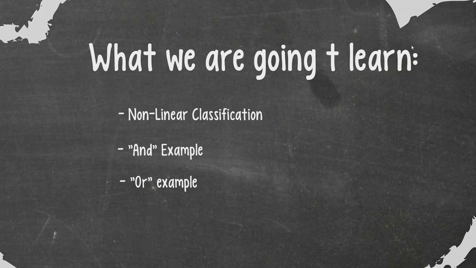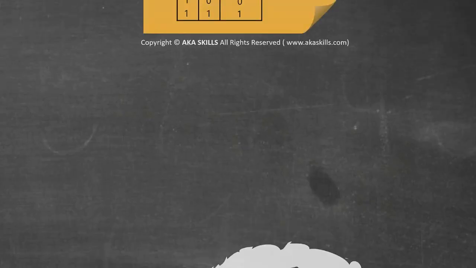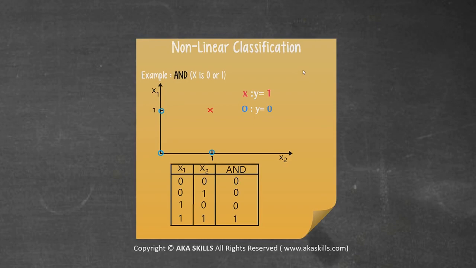What do I mean by that? It's just like the logical gates, if you know them. If you don't know them, we're going to see them on the way. So in the nonlinear classification example, what do we have? We have x1, x2. If y equals 1, then x, and if y equals 0, we have the blue O. So that's the AND example.